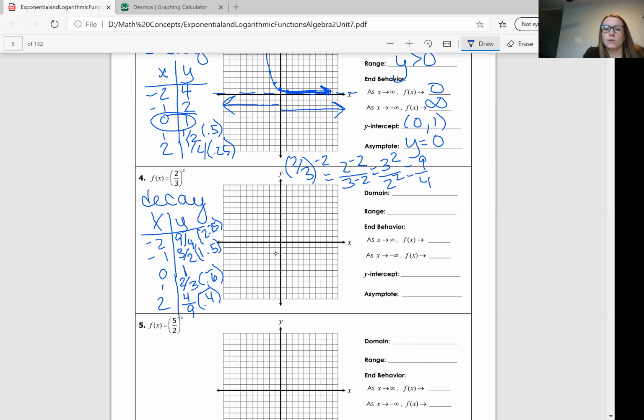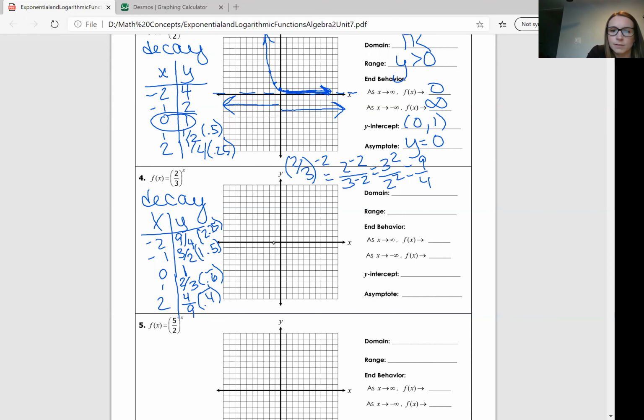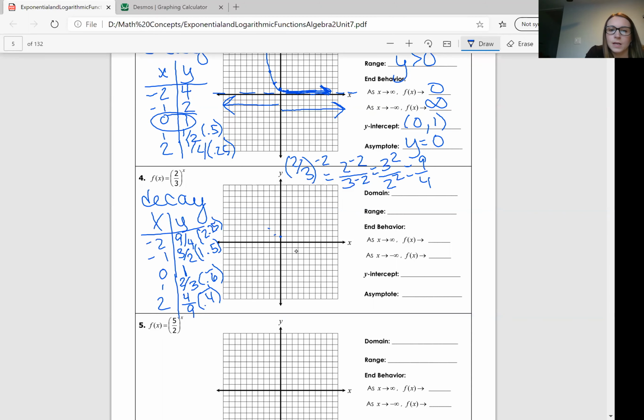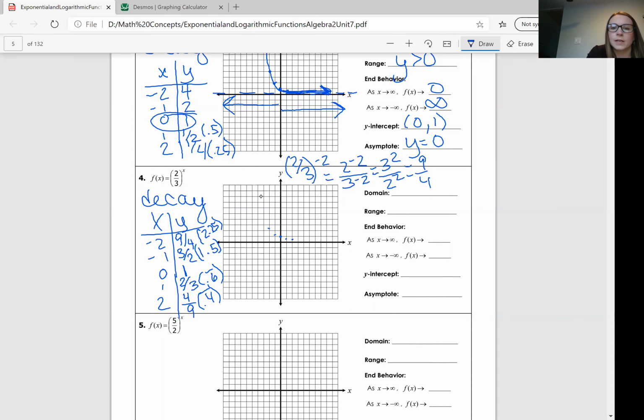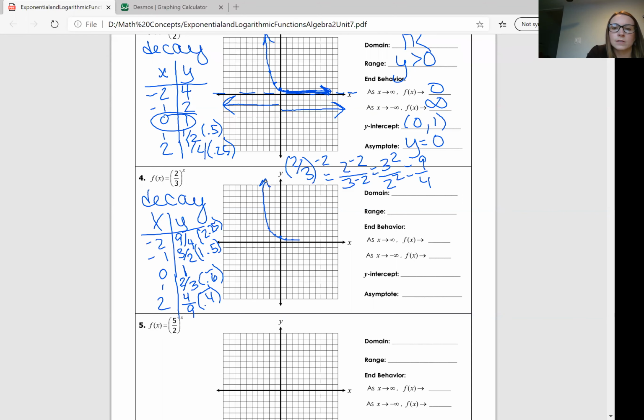Okay, so graphing this, we have -2, 2.25. We have -1, 1.5, 0, 1. Why did that not stay? 0, 1, we did 1, 2/3, and 2, 4/9. Again, make sure you're doing your arrows all along. You do need to do points. Don't just draw this in. You won't get any credit for that.